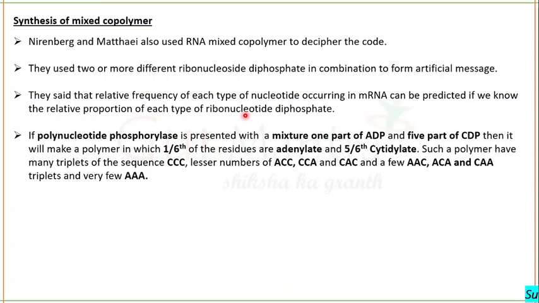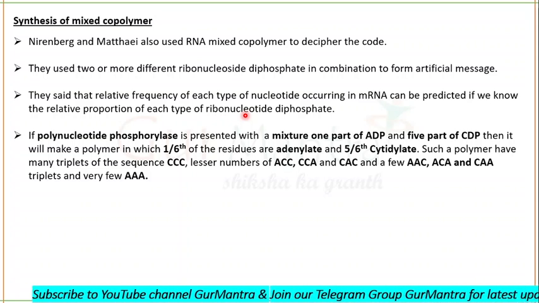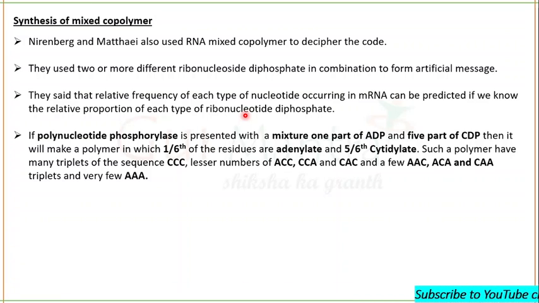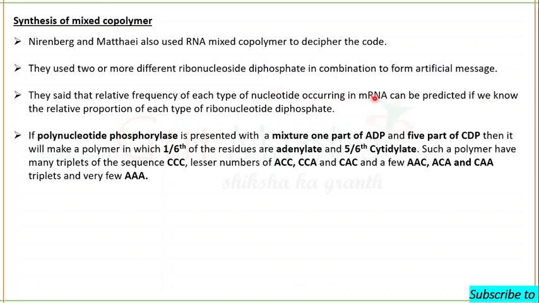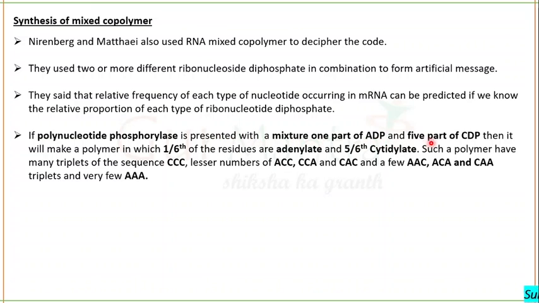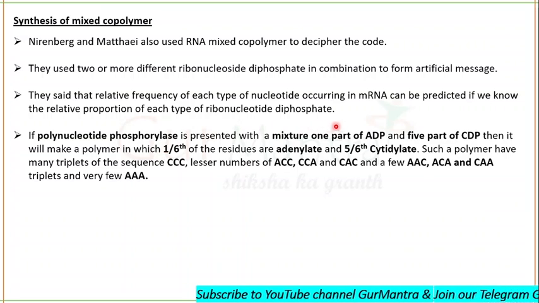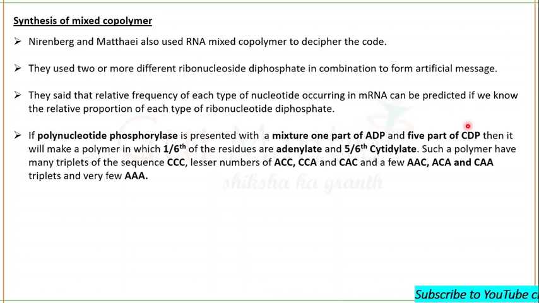Like, see, if you know how much proportion of ADP and how much CDP you are going to add, you will be able to know the frequency of such nucleotides in the mRNA. Okay, let's take an example. If polynucleotide phosphorylase is presented with a mixture of 1 part ADP and 5 parts CDP, then it will make a polymer in which the total becomes 6: 1 part of ADP, 5 parts of CDP.